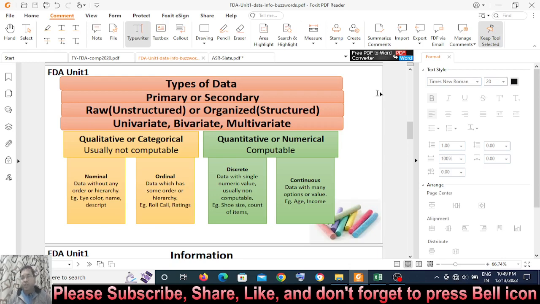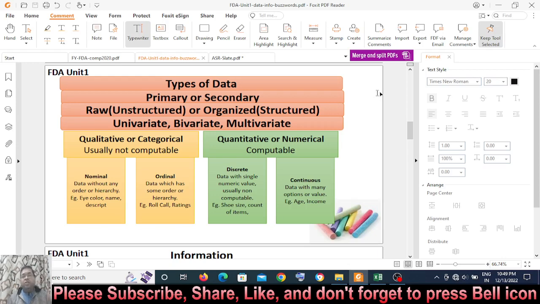Then there is quantitative, or numerical, or computable data. For example, here we have the quantity 1, that is quantitative data. It shows a quantity. It is numerical. You can say 1 plus 1 is equal to 2. So that is computable. Mathematical operations are eligible for this quantitative data.